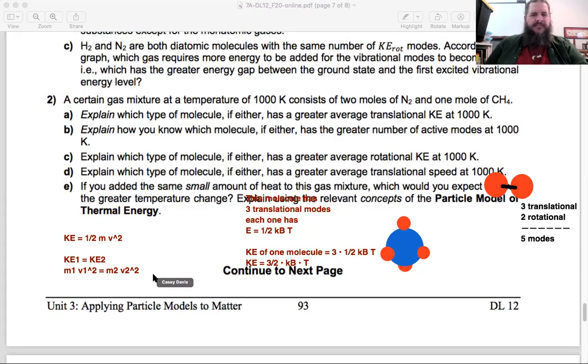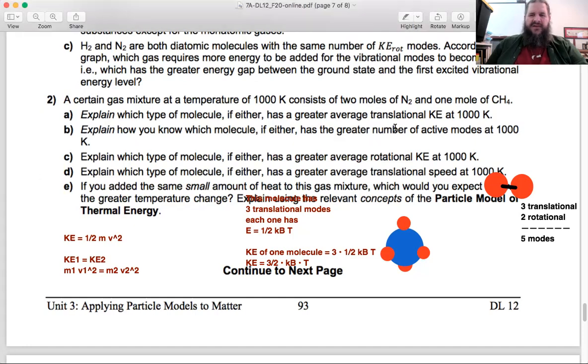But okay, so for question 2B, it's asking if either has the greater number of active modes at 1000 K. CH4 would have the more active modes because it's not just asking for translational. So that means that at a higher temperature, it's not linear and it has the vibrational, rotational, and translational.